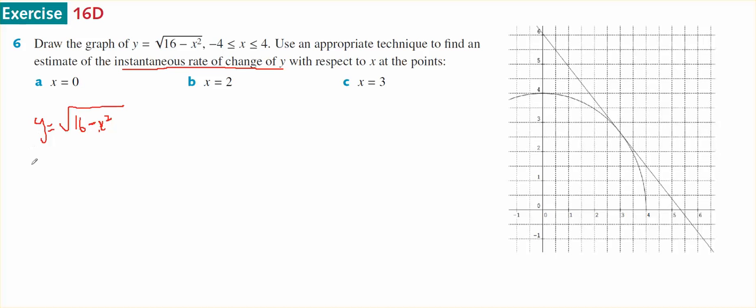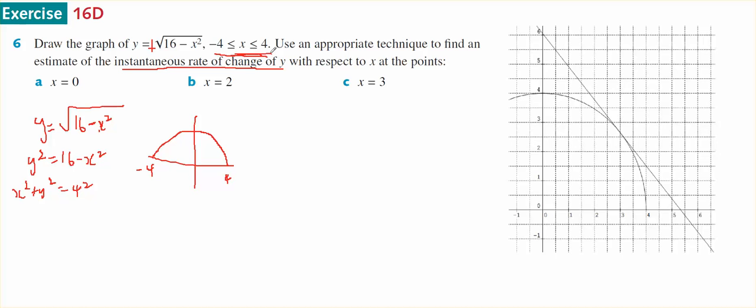If I was to square both sides, I get y squared equals 16 minus x squared, which means x squared plus y squared equals 4 squared. So it's a circle centered at (0, 0) with a radius of 4, but I only have the positive square root. So it looks like this, going from 4 to negative 4, thus the restricted domain.